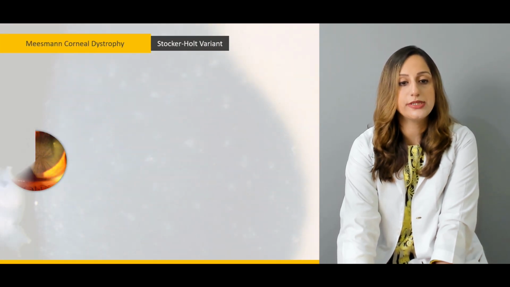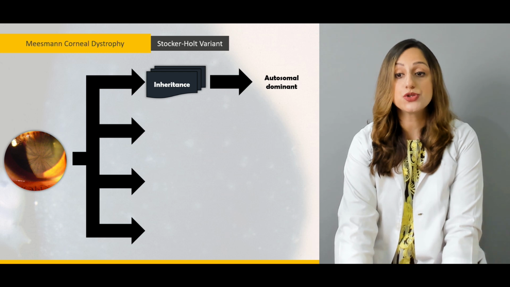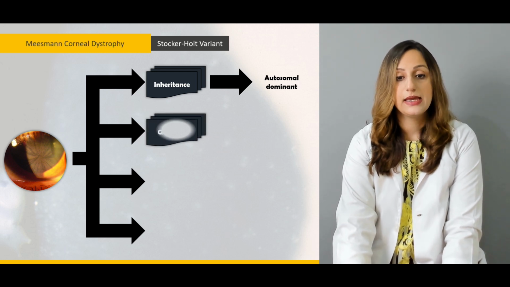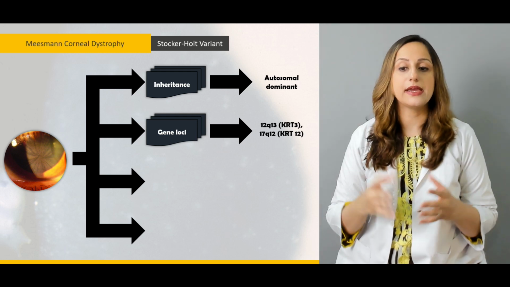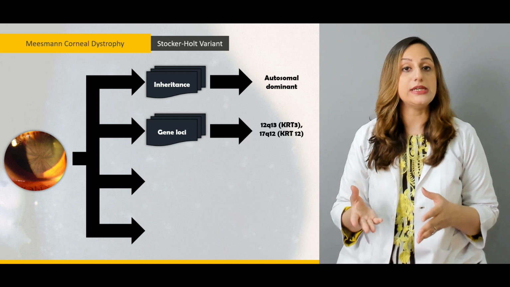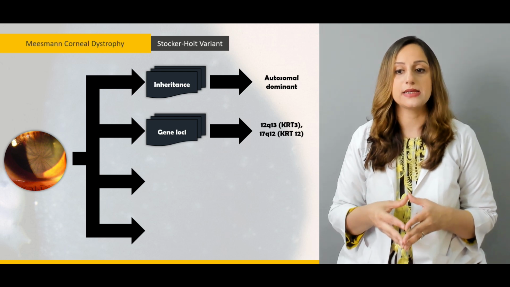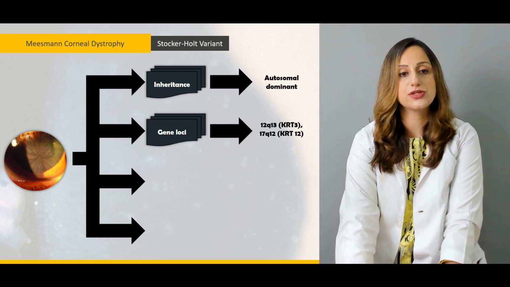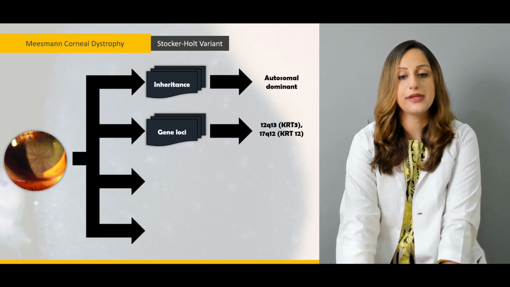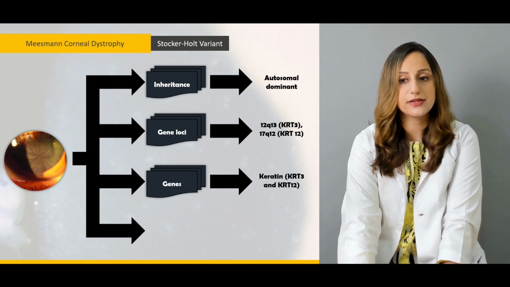Stockel-Holt variant, as I've already mentioned, and the inheritance involves an autosomal dominant variety. The genetic locus involved for these patients is 12q13, that is KRT3, and another gene that can also be involved is the 17q12 variety, the KRT12 variety. These are the genetic mutations that can occur in these patients and result in Meesmann corneal dystrophy. The genes involved are the keratin genes. Production of keratin is affected, KRT3 and KRT12 are involved.